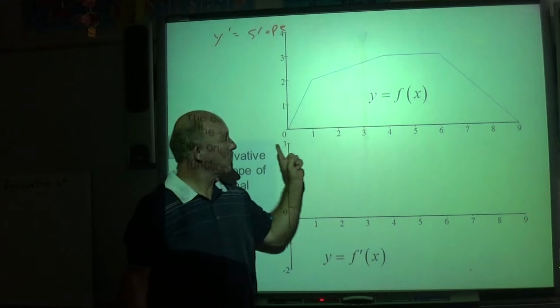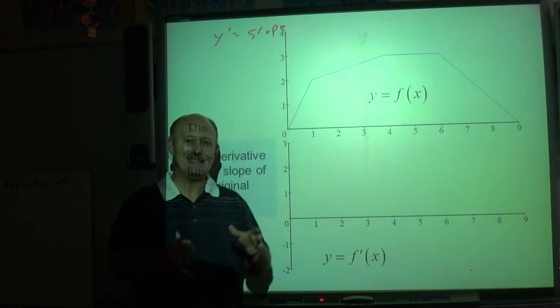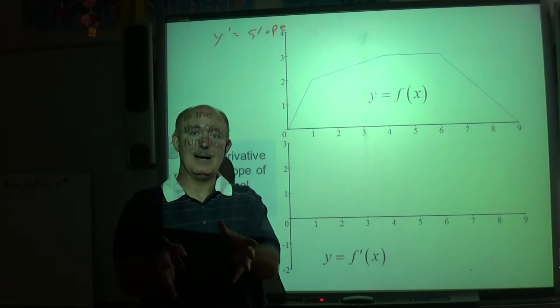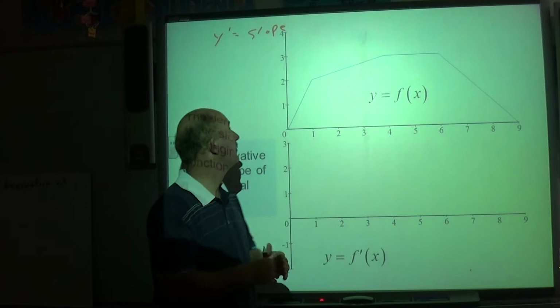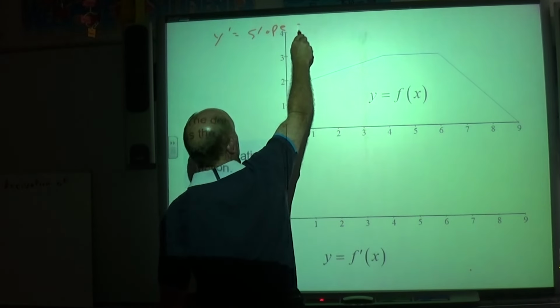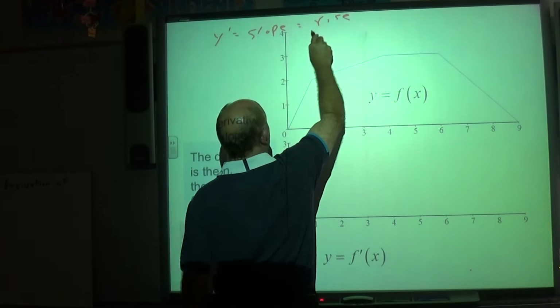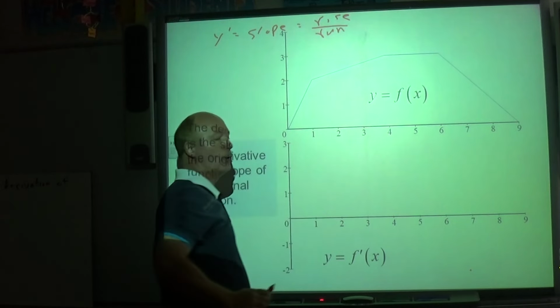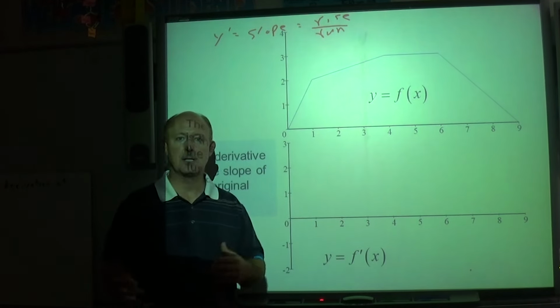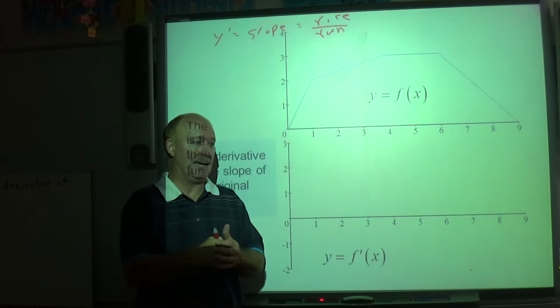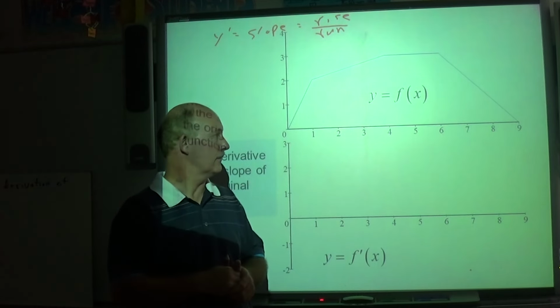So in order to graph the derivative of this function, we have to describe the slope of each of those straight lines. Remember, slope in this case is simply rise over run. That's what we're going to use. So we're going to use rise over run to come up with a function for the derivative.